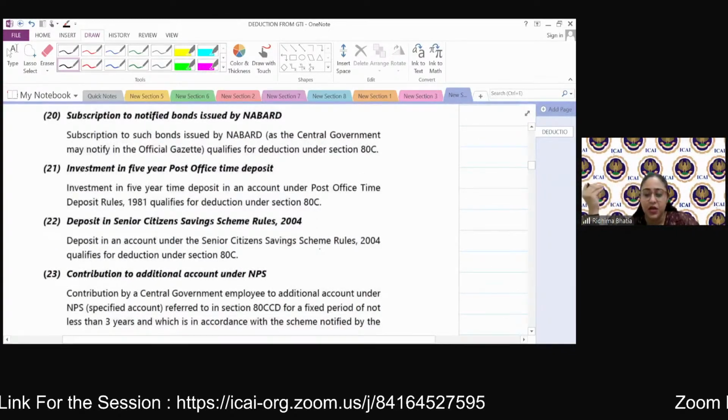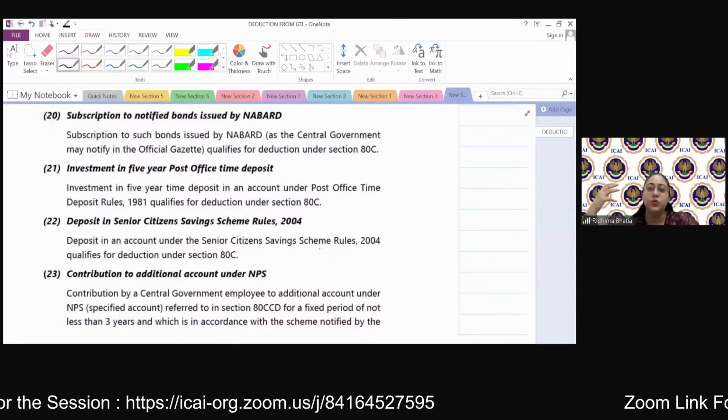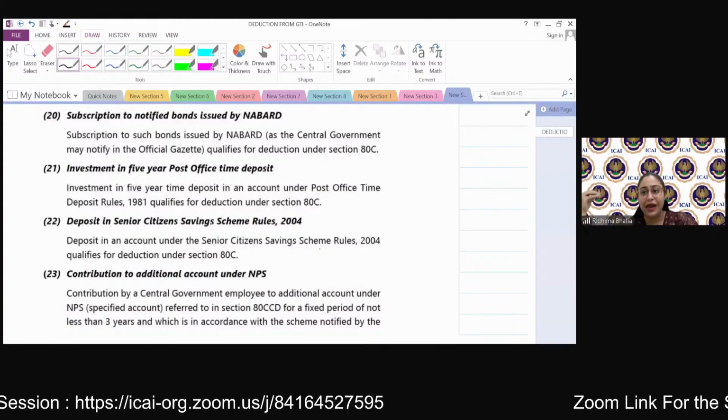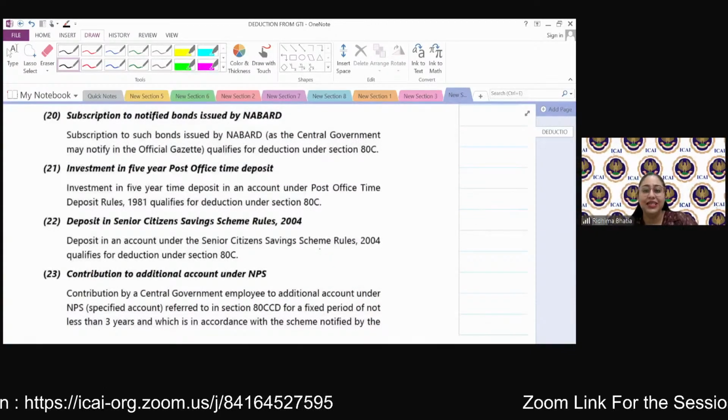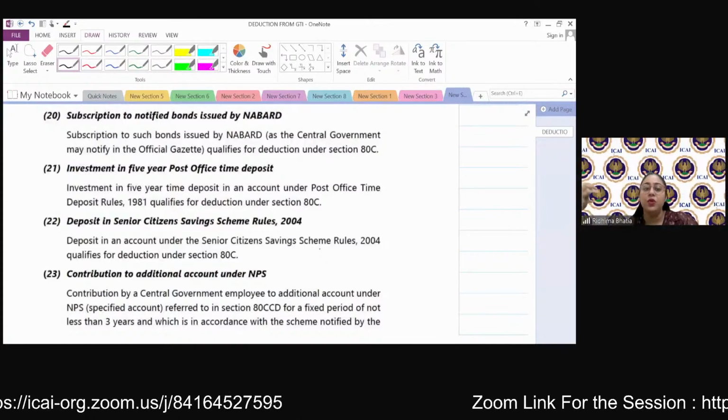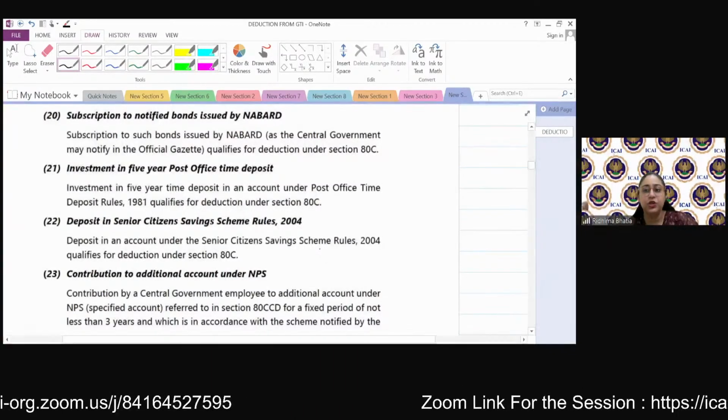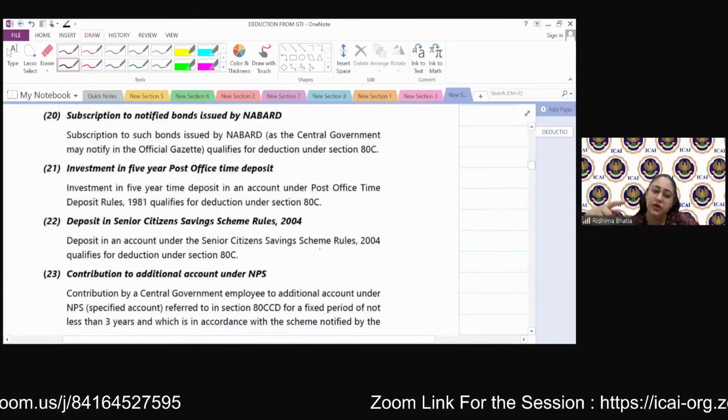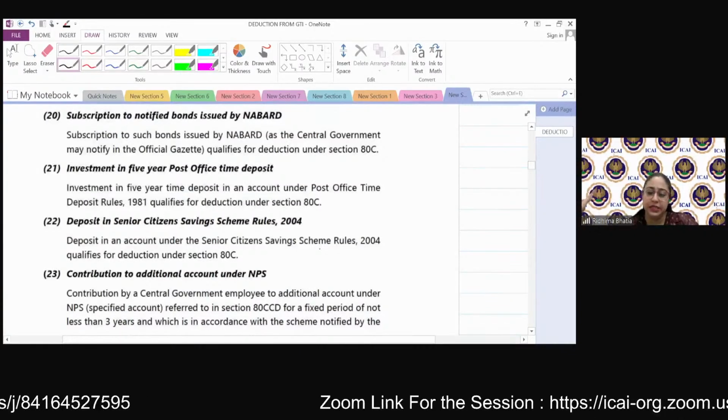Now, generally, for NPS there are two types of accounts, tier 1 and tier 2. When you make a contribution to tier 1, which is mandatory, it goes under section 80CCD, which will be covered. When you make a voluntary, extra contribution, it goes to tier 2. That is allowed here under your 80C.